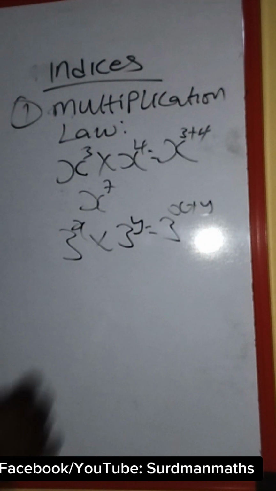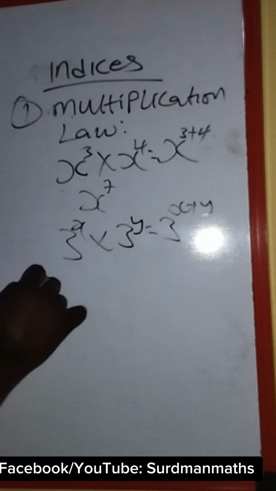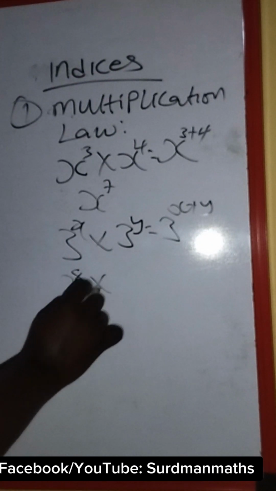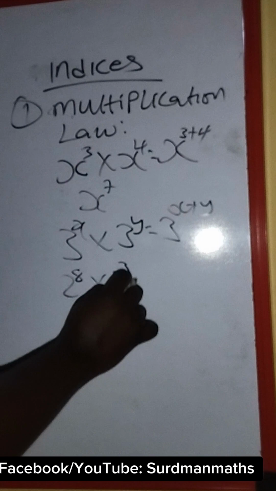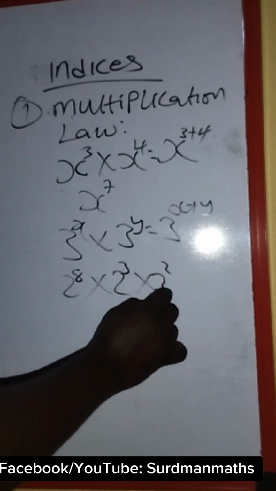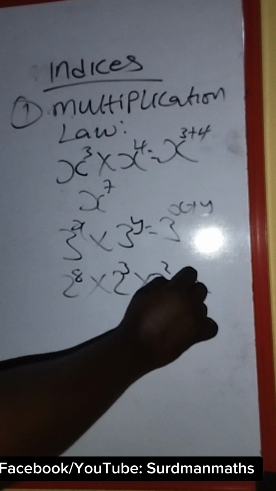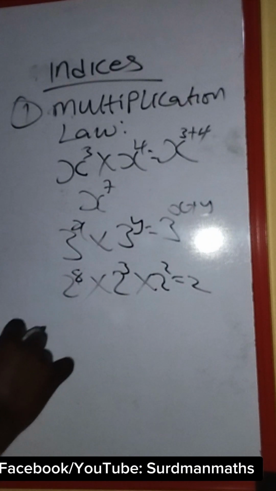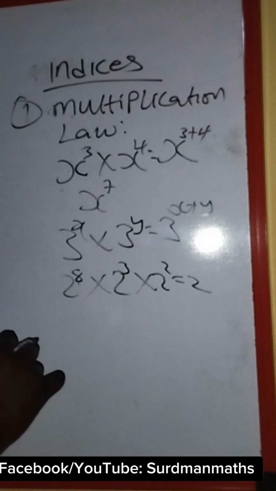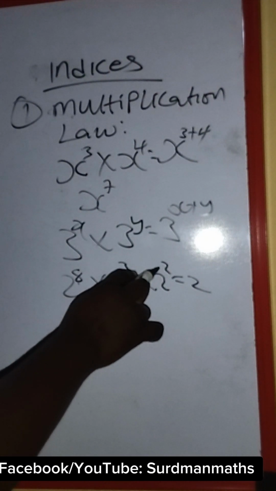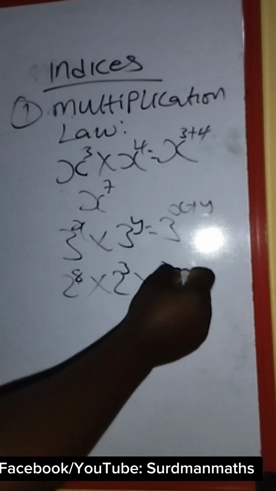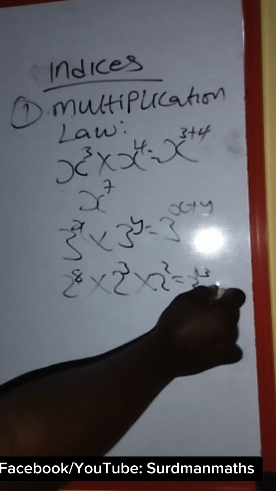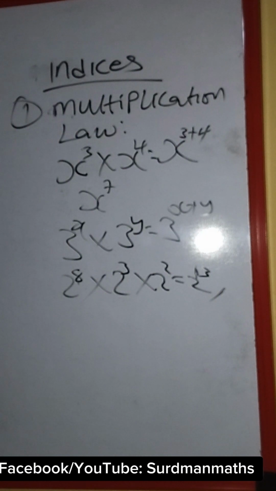If we have, let's say, 2 raised to power 8 times 2 raised to power 3 times 2 raised to power 2, we're going to have 2 raised to power 8 plus 3, that is 11, plus 2, which is 13. That is 2 raised to power 13. And this is the multiplication law.